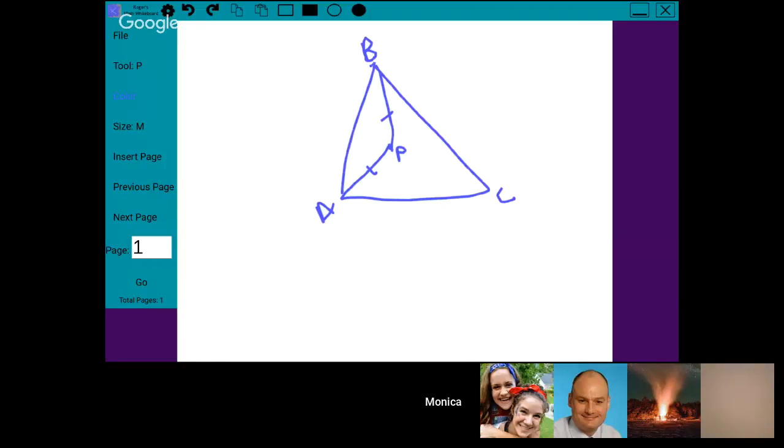Now, what are our options to look at? Would it be located on segment AB? Well, no, because segment AB is here. All right, and we know that P is on the inside of the triangle, so it's not on AB.